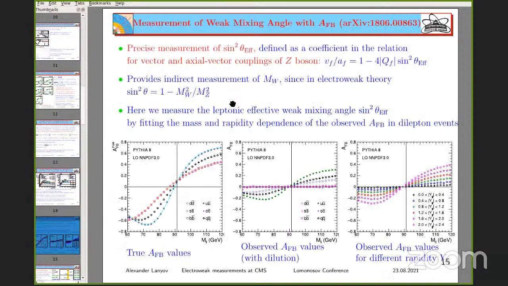Next, I'll go to a couple of slides which describe the measurement of the weak mixing angle with AFB. And this Weinberg angle, sine squared theta effective, is defined as a coefficient in the relation for vector and axial vector couplings of the Z boson in this way.